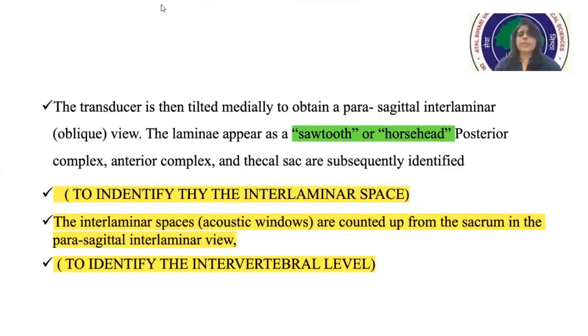You can see a line of sacrum as a hyperechoic line, then an anechoic shadow, then the transverse process as a trident sign. That particular space will be L5-S1. Just move your probe slightly cranially, then the next space will be L4-L5. And similarly, you can proceed more cranially and mark your space. So it will help you to identify the intervertebral level.